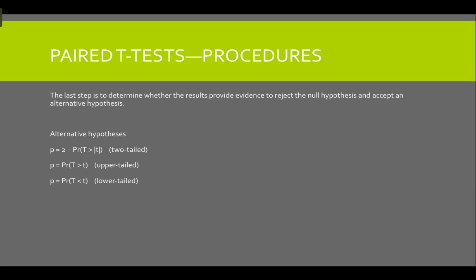But first, let's look at the hypotheses we will either be accepting or rejecting with the paired t-test. First is the null hypothesis, stating that the difference will equal 0, or no change, both samples are the same. The alternative hypotheses are the two-tailed, the upper-tailed, and the lower-tailed. And here are the equations for each one of those.